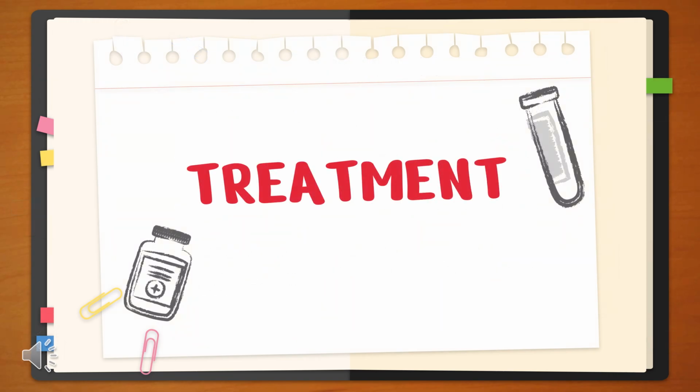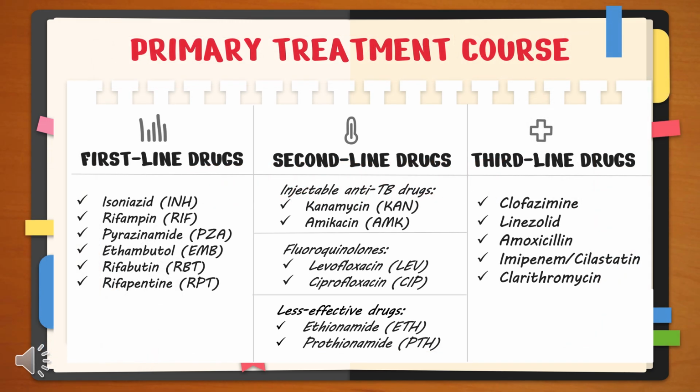Lastly, we have the treatment of the disease. The primary treatment course for tuberculosis involves antibiotic medication for several months. Proper adherence to the prescribed treatment protocol for months is highly essential to ensure the elimination of the TB bacteria and to prevent drug resistance of the TB infection.